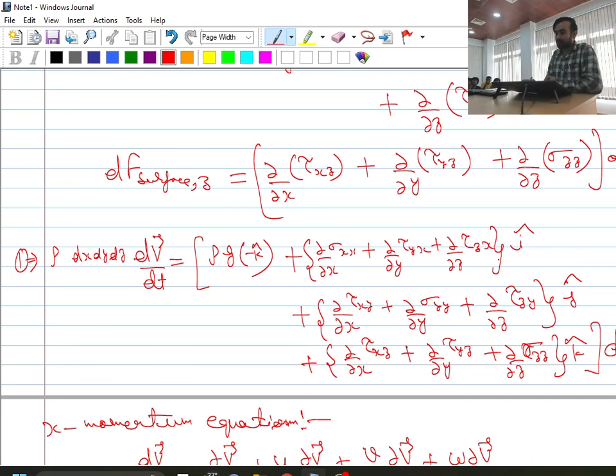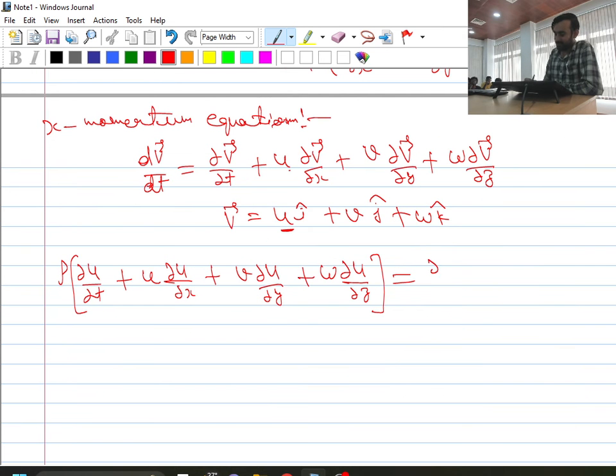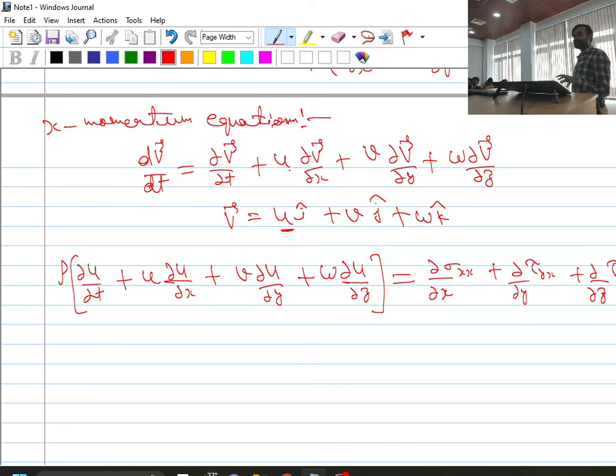out of this force we have to consider only the i component. So what is the i component? Del by del x of sigma xx plus del by del y of tau yx plus del by del z of tau zx. So this is nothing but your x momentum equation.